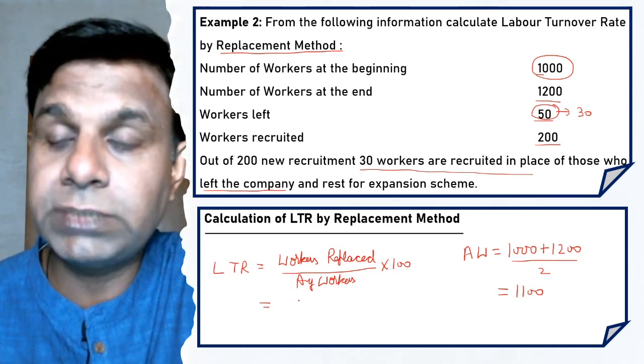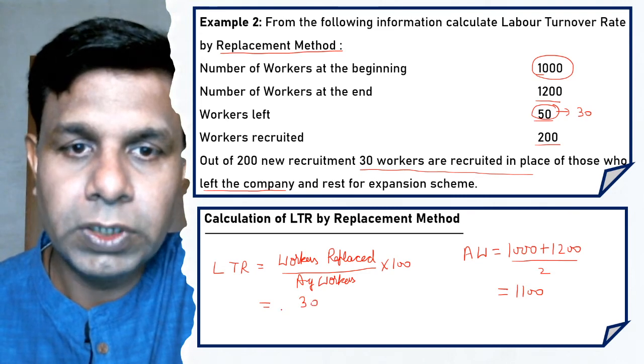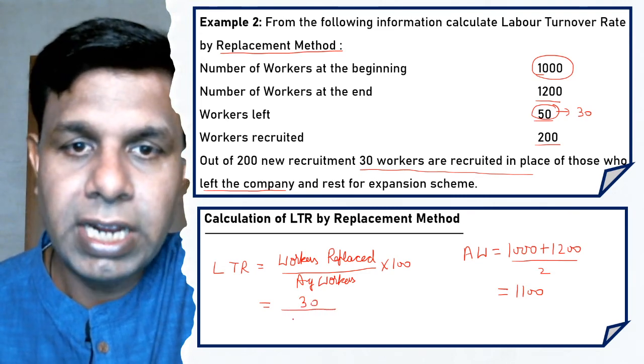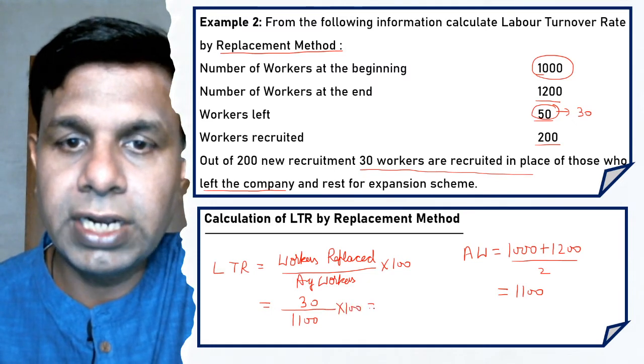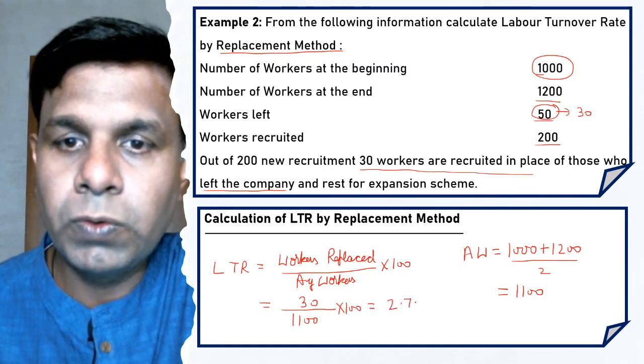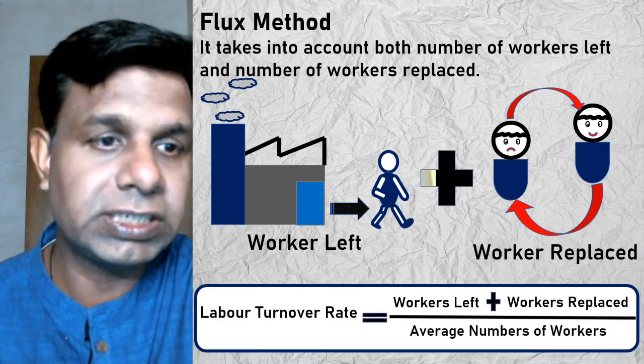Number of replacements in place of 50 workers are 30. So 30 workers are replaced and average number of workers are 1100 into 100. So here labor turnover rate is 2.73%.